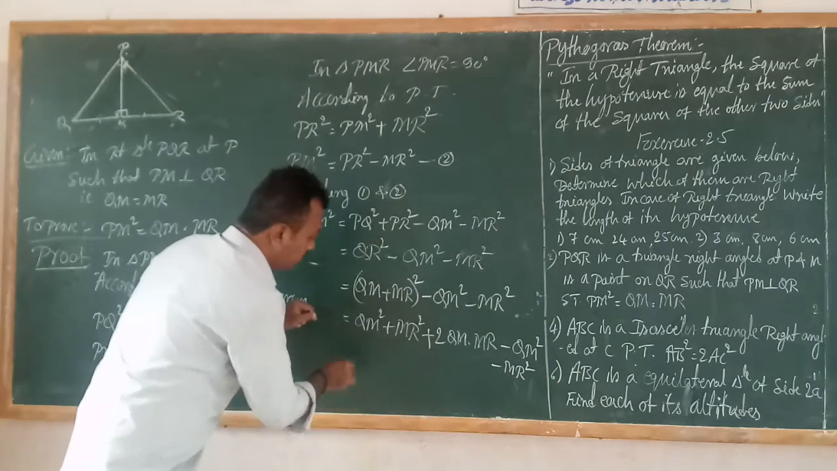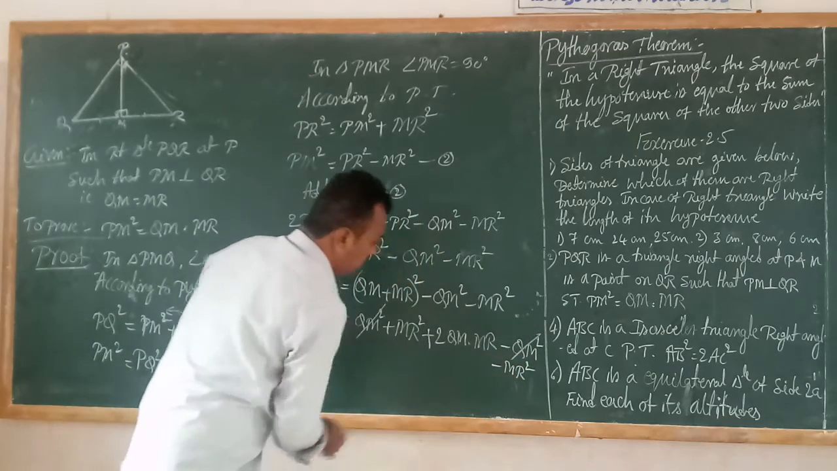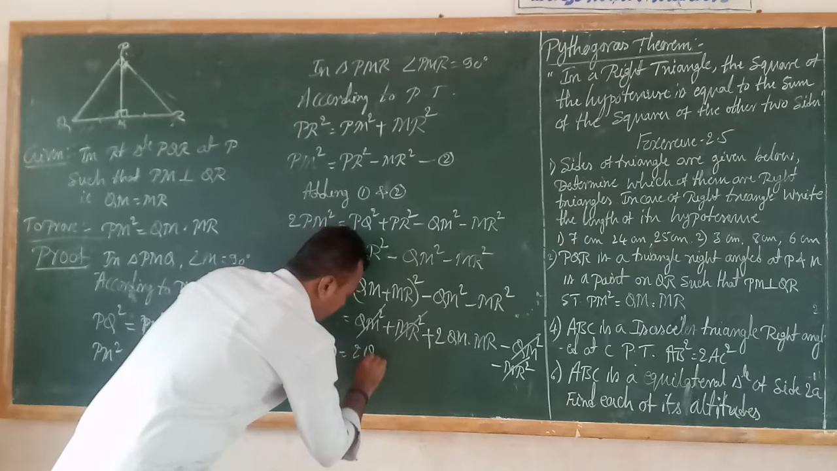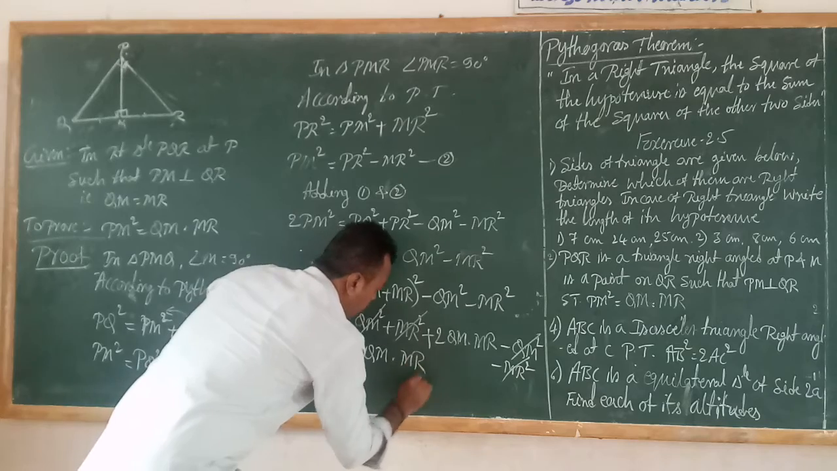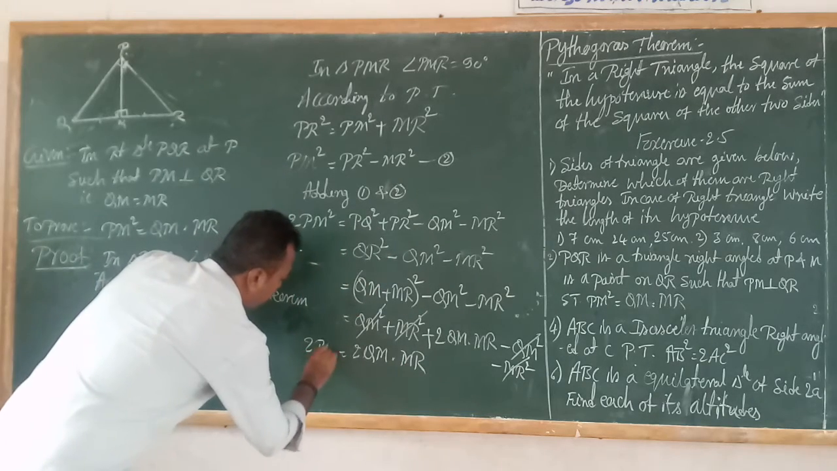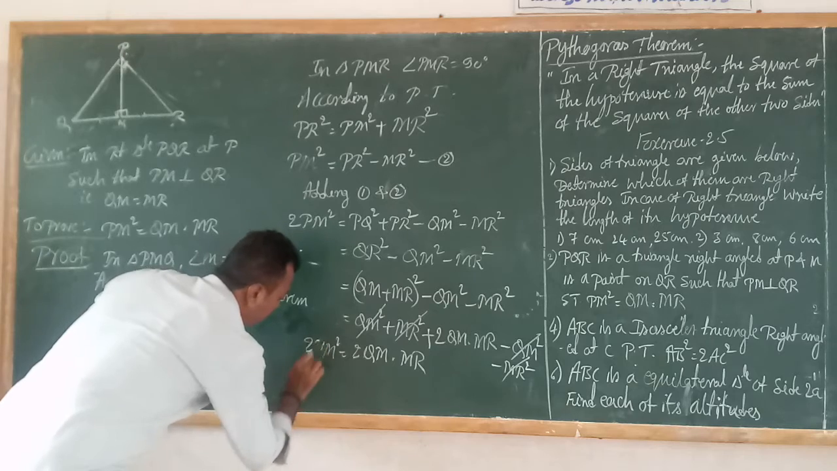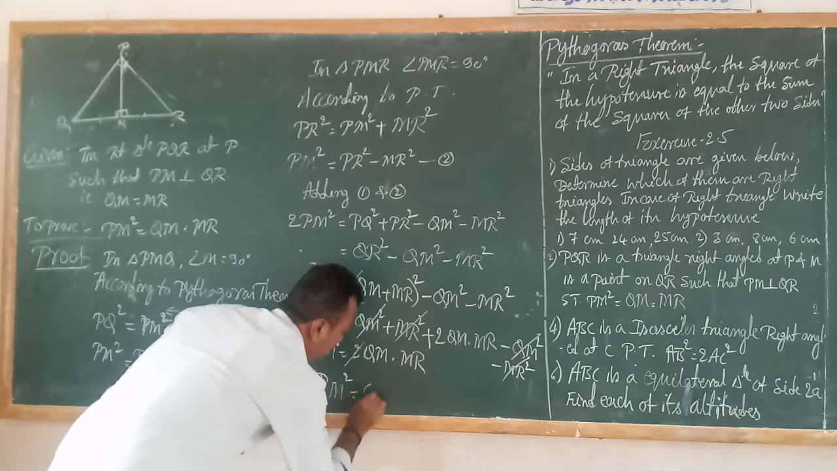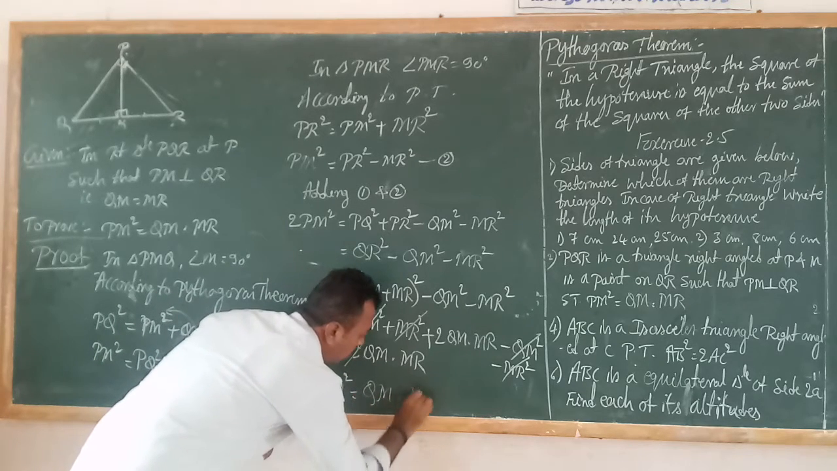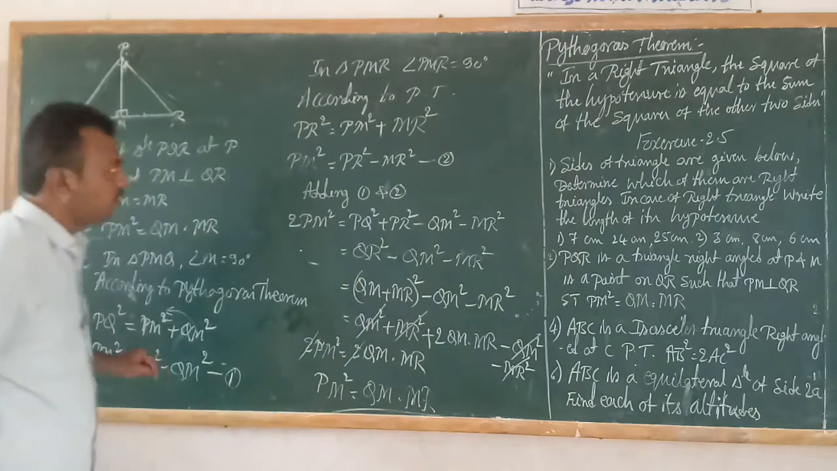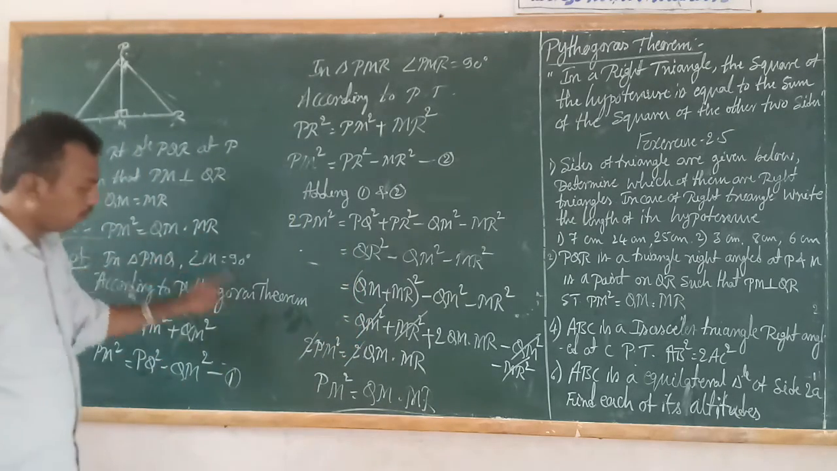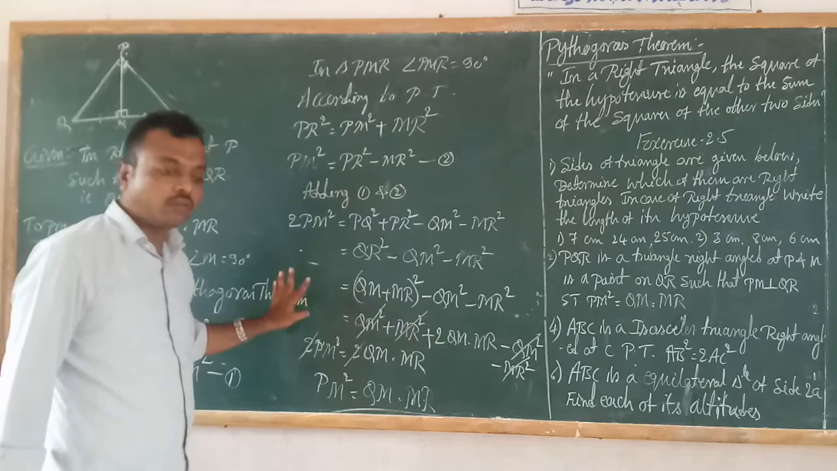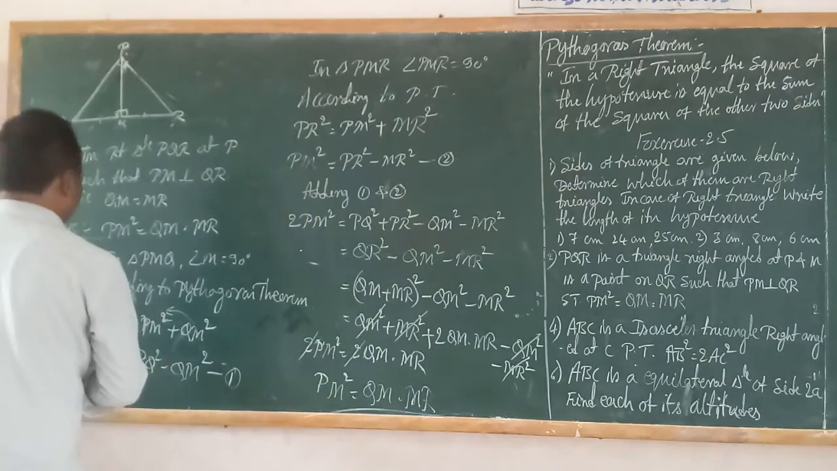See students, plus QM square minus QM square get cancelled, plus MR square minus MR square get cancelled, remaining 2 QM into MR. So this is 2 PM square. Now the 2 gets cancelled, remaining PM square equals QM into MR. Understand? So very simple. You have to practice properly at home. It will come. Okay, next, question number 4.